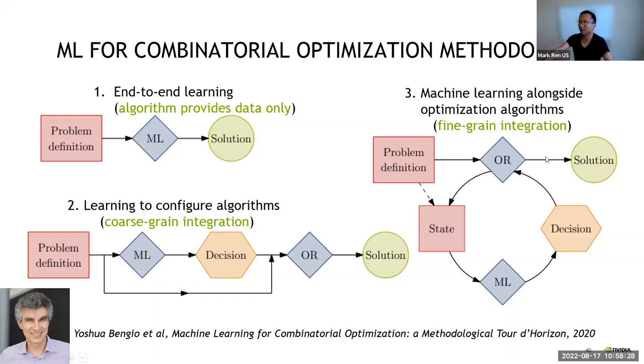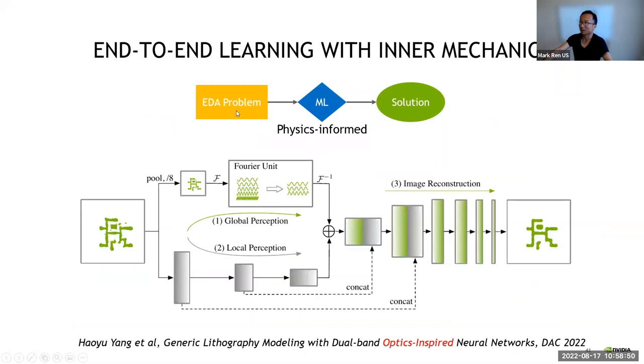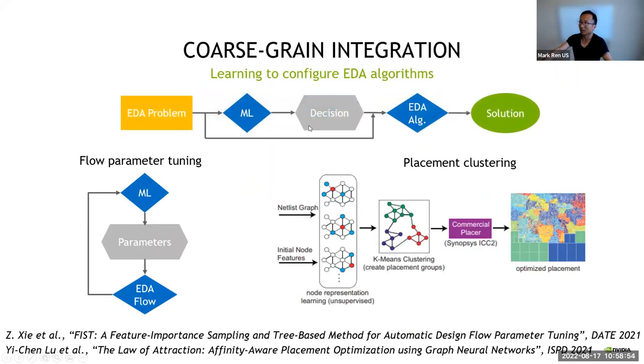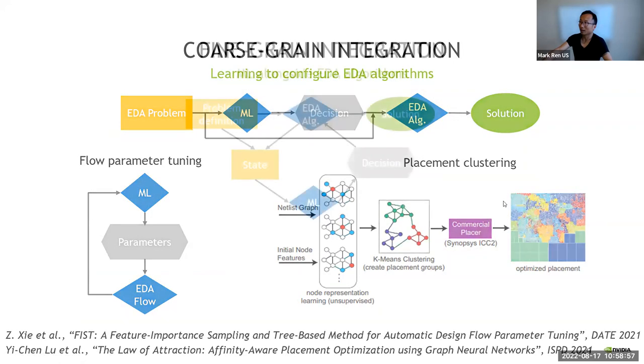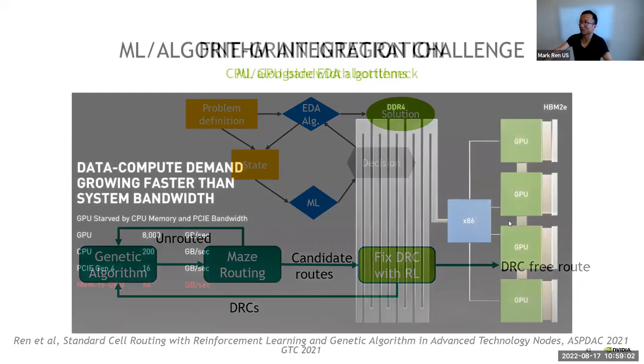The third way is fine-grained integration. So you have an integrated way, right? The backbone is still the traditional algorithm, but inside the traditional algorithm, you use machine learning to make incremental decisions to help guide these optimization algorithms. And I'm going to skip this. Basically, I'd argue that for end-to-end learning, you want to make sure it's physics-informed, and this is the cost-coherent algorithm. And this is doing both the traditional algorithms and the machine learning model at the same time.